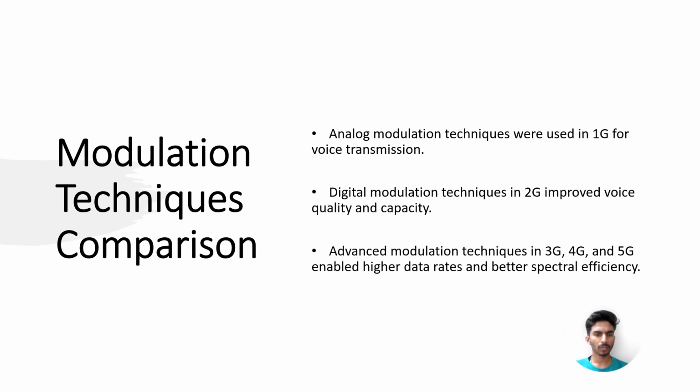Let us compare the modulation techniques now. Analog modulation techniques were used in 1G for voice transmission, and digital modulation techniques in 2G improved voice quality and capacity. You know, analog was used in 1G only for voice transmission, for basic things, and digital modulation technique was the improved version of the 1G technique, which improved the quality of the call. The advanced modulation techniques in 3G, 4G, and 5G enabled higher data rates and better spectral efficiency.